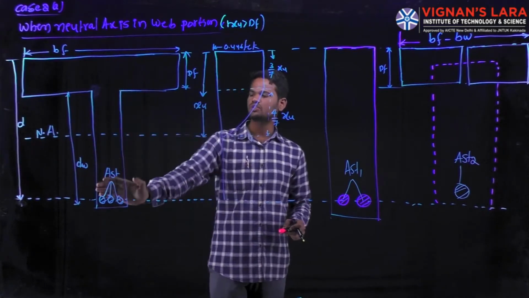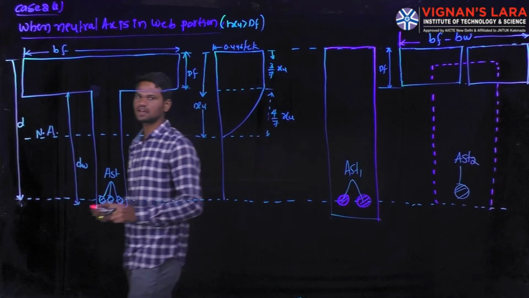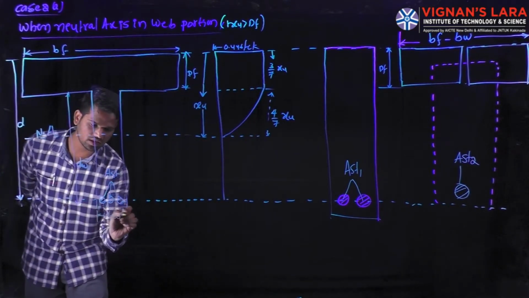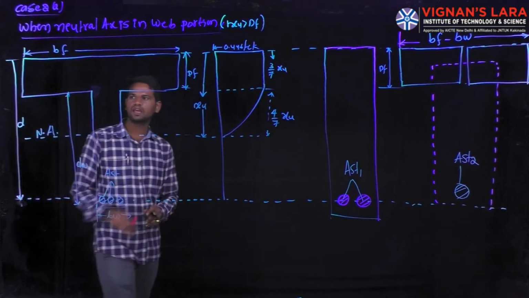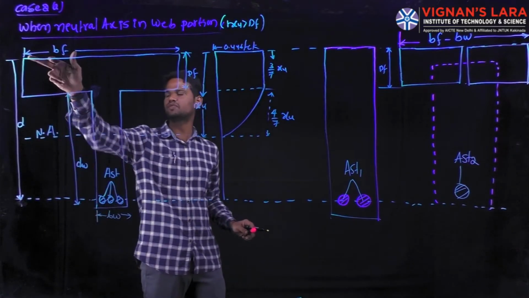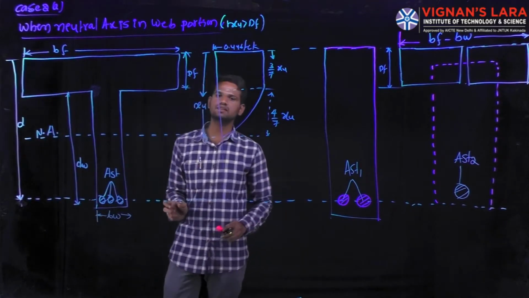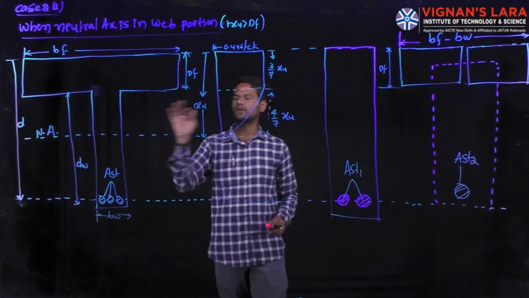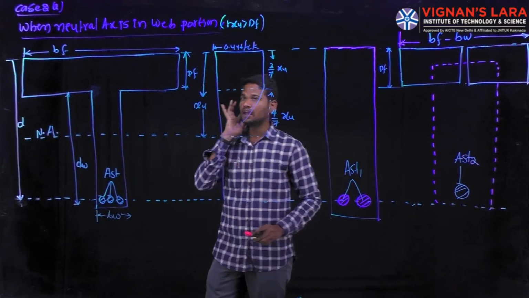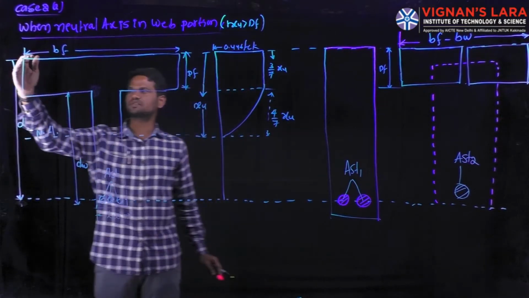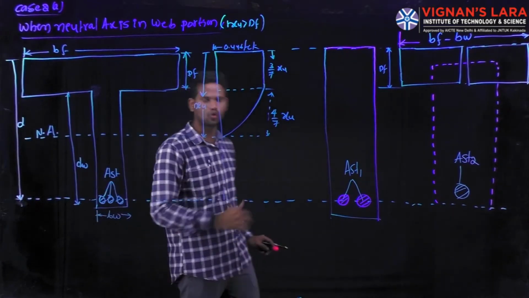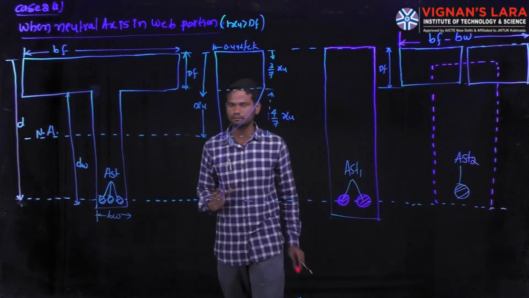This web portion we also name as the rib, and the width of the rib or web we are naming as dw. And this is from the top of the compression fiber to the centroidal distance of the steel bar. This is the effective depth, which is small d. And from the top of the compression fiber to the bottom surface of the concrete, we take it as the total depth or gross depth of the beam.